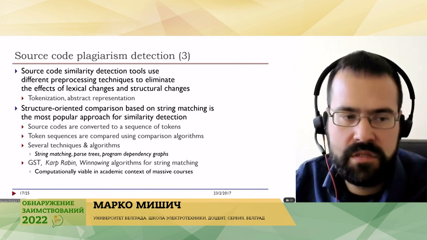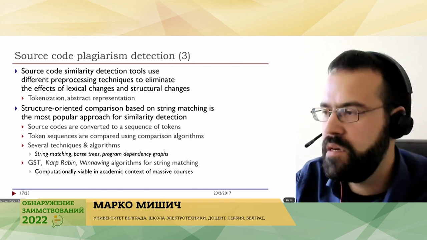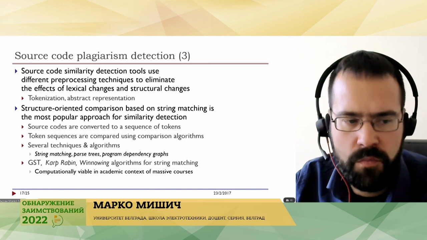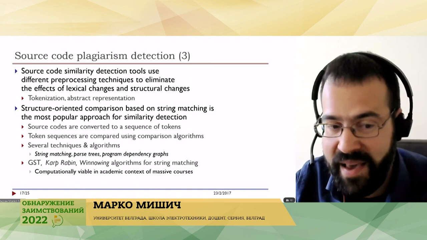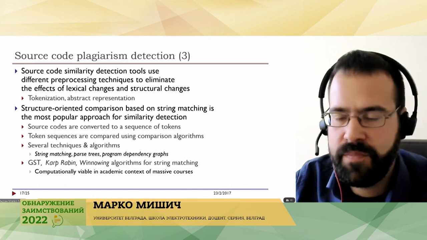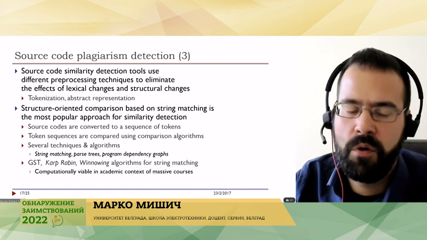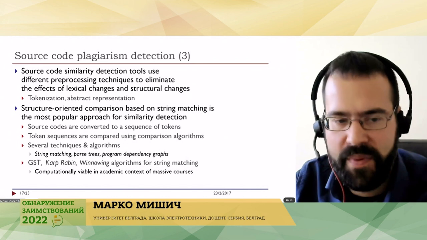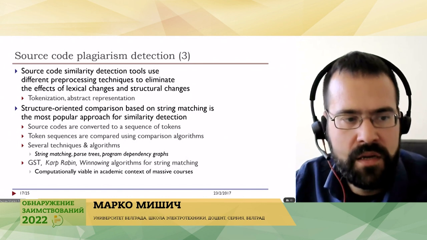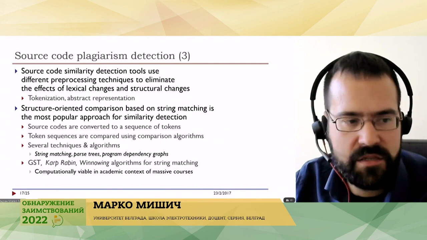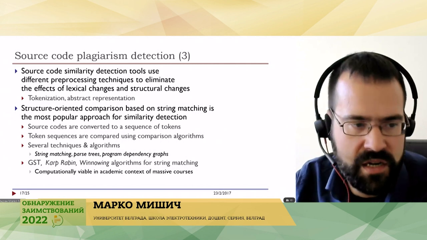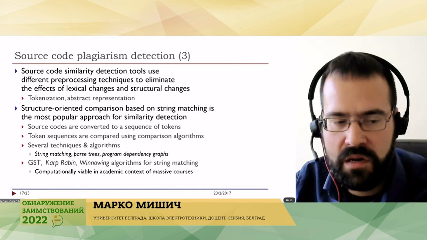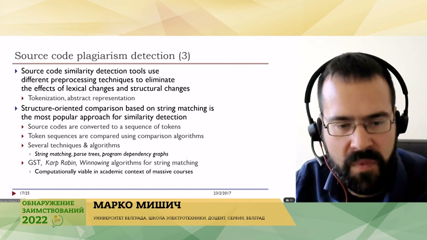Of course, there are numerous techniques and algorithms. As I mentioned, string matching approaches are the most popular. It's mostly because they are computationally viable in academic context of massive courses, but also there are some more precise approaches, but with pretty strong scaling in computational time, like parse trees and program dependency graphs. I mentioned here several string matching algorithms that are popular in this context. Those are the Greedy String Tiling or GST algorithm, then Karp-Rabin string matching, winnowing algorithm for document fingerprinting, and there are many more.